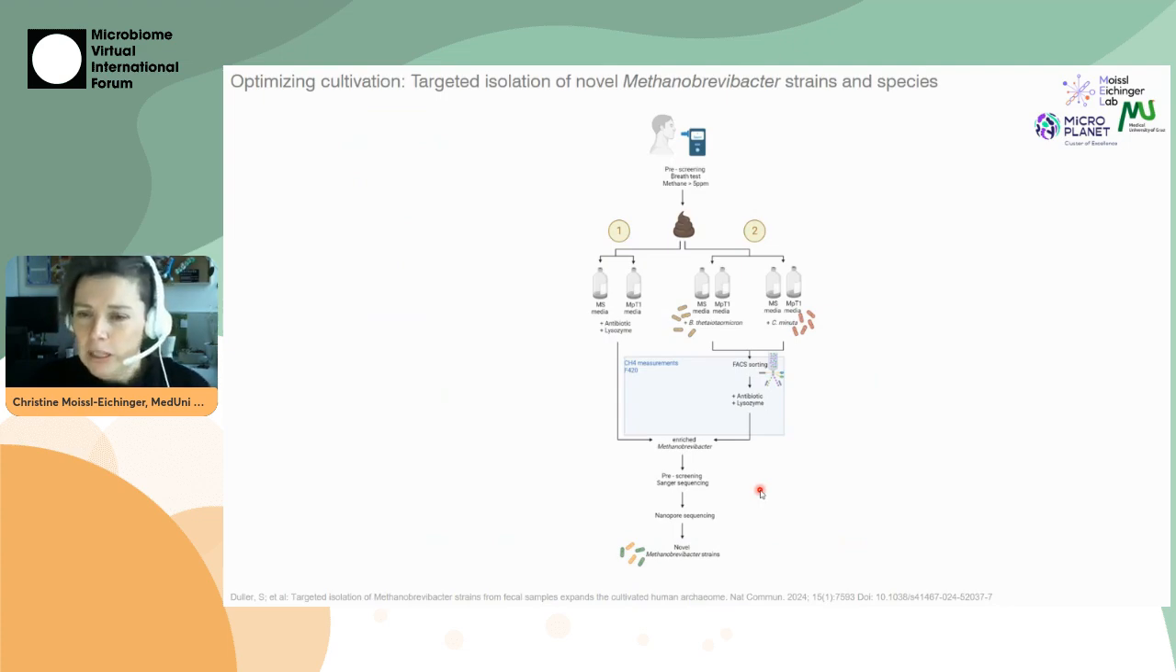So, of course, we also need to work on the optimization of the cultivation. It's very important to find and develop new pipelines to be able to isolate these microorganisms as well. We're focusing on Methanobrevibacter species, the most abundant archaeon in the human gut. And we have now established a pipeline where we can isolate all the Methanobrevibacter from a single fecal sample. I'm coming back to this a bit later.